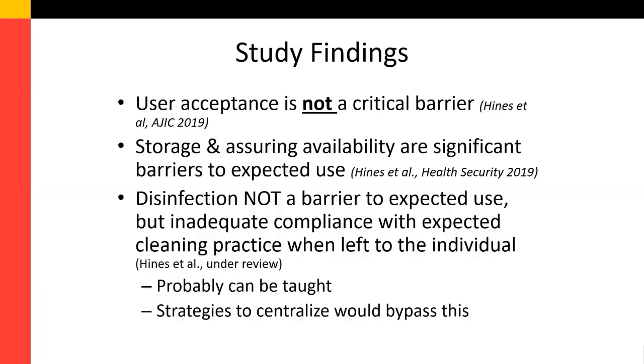What we did see was storage and assuring availability are significant barriers to expected use. What we saw was that among some of the healthcare workers, particularly mobile workers like doctors and respiratory therapists, they would often report not having the respirator available to them, and this would lead to use of an unassigned respirator like an N95. So storage and assuring availability is extremely important.